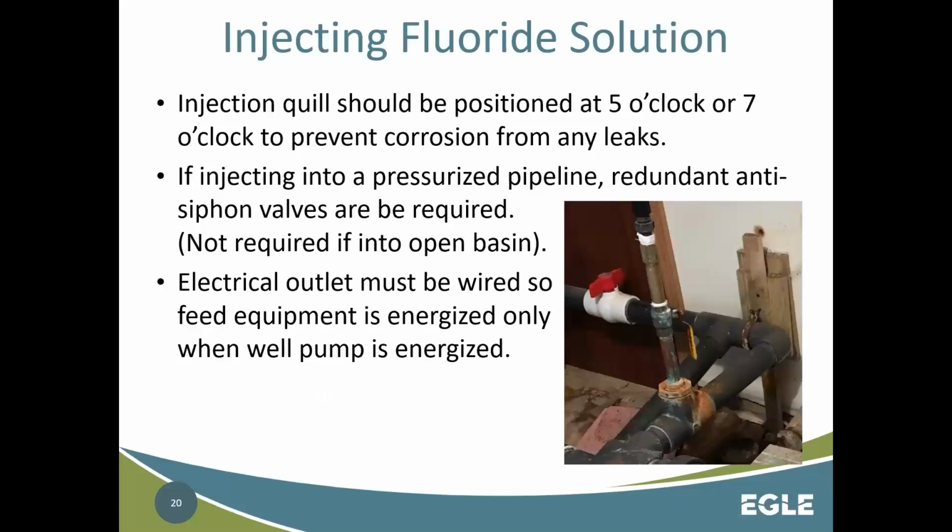All right, the injection into any pressurized pipe, the injection quill, as you can see from this photo, should be positioned at 5 or 7 o'clock to prevent corrosion from any leaks. You can see that that injection quill is not at 5 or 7 o'clock and they're getting some corrosion. If injecting into a pressurized pipe, you need redundant anti-siphon valves. That's not required if you're injecting into an open basin. And then the electrical outlet must be wired so feed equipment is energized only when the well pump is energized.